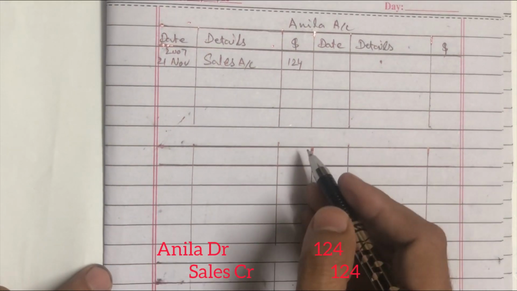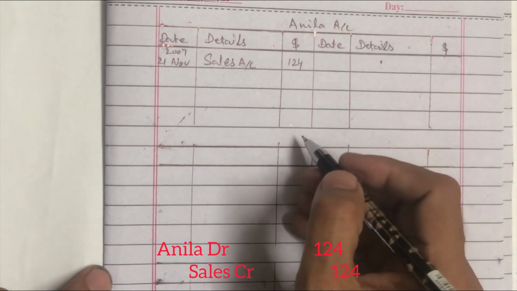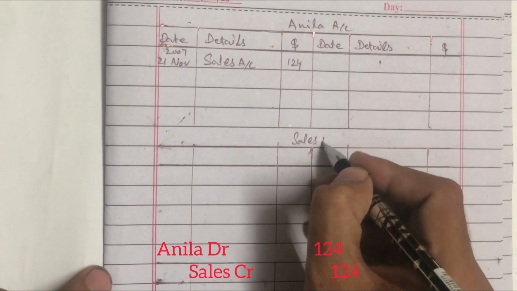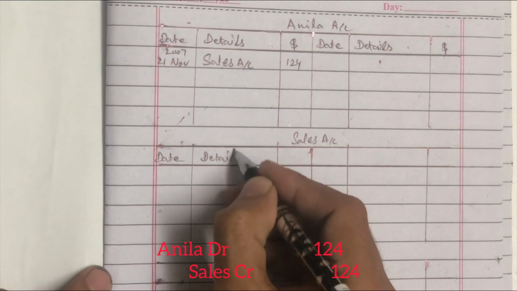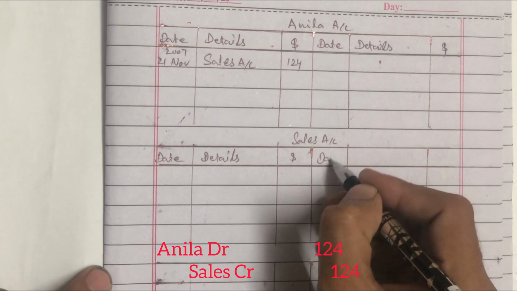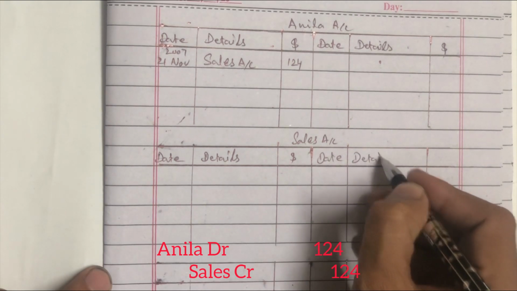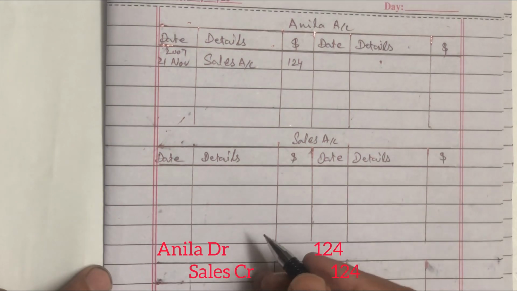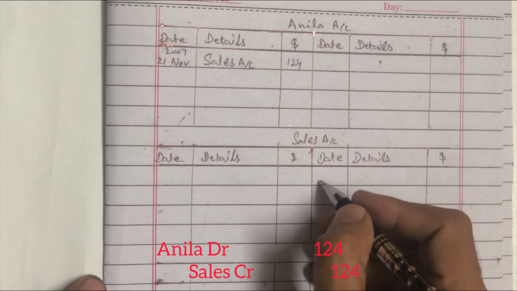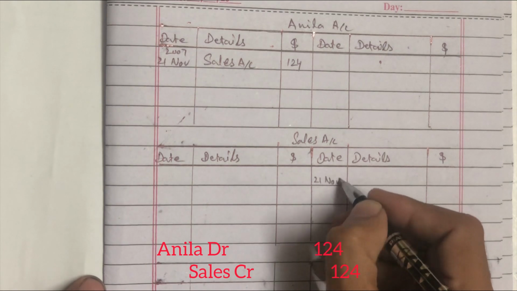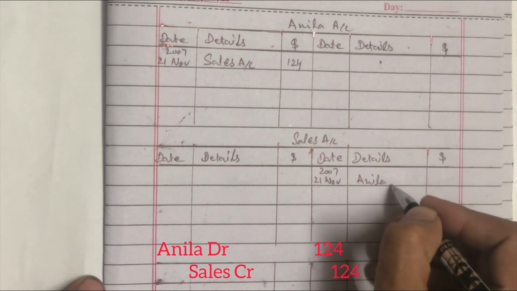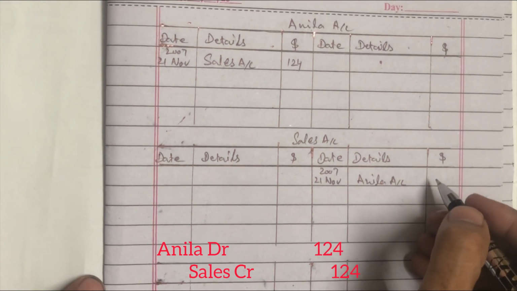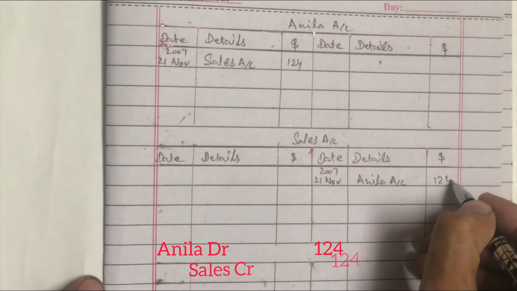Now again the Anila's account is going to be debited because of the sales, so we need to make the sales account here. So we'll write down date, details, and the amount of debit and credit side again. So all the T accounts formats are the same. So this time we will record this on the credit side, because the sales is going to be credited because of Anila's account. So write down the amount of 124 here.